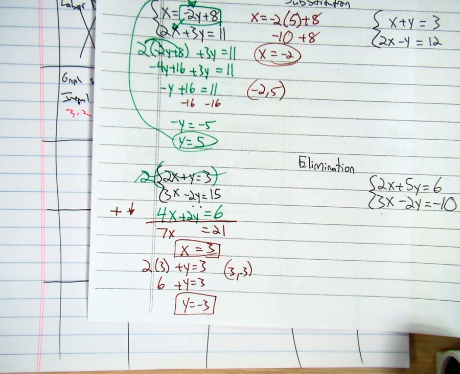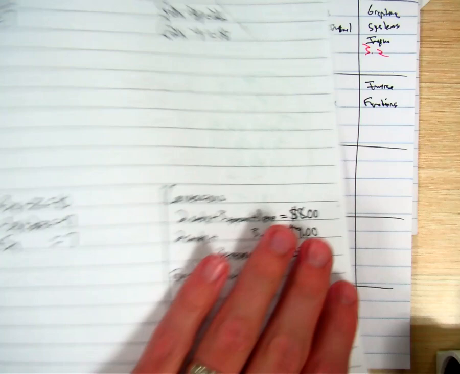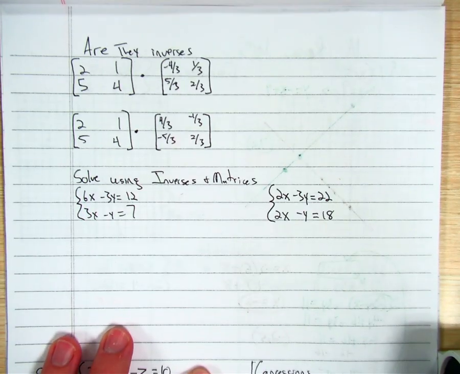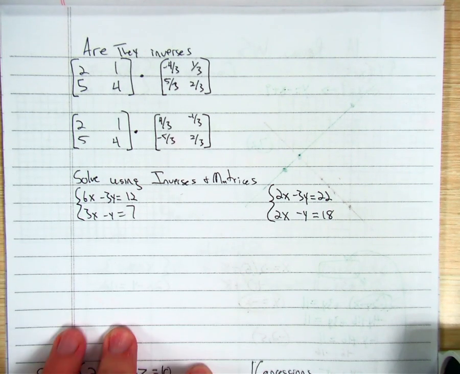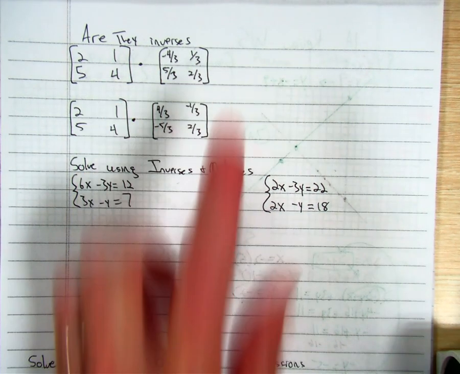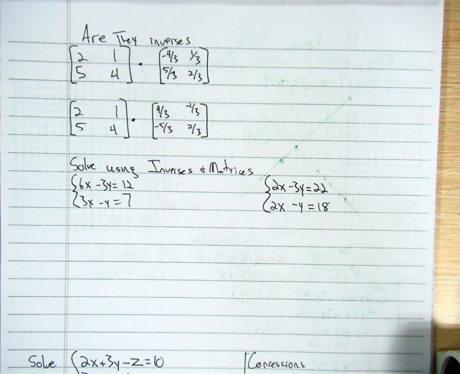On to the back side. Are they inverses? We had previously talked about just multiplying these together, and if it's 1, 0, 0, 1, then we know they're inverses. On the test it's going to ask you to show it both ways, kind of as a check. For square matrices, if it works one way, it should work the other way. But we're going to show both ways just as a self-check there.